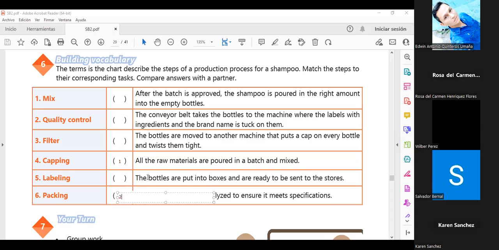Next one, who wants to do the next one? After the batch is a product, the shampoo is put in the right amount into the empty bottle. All right, good. And it says filter because it is a very precise action, right? To put the liquid into the bottle. That's what it says, filter, but it could be fill or fill finish. So it depends on each company, the name of that, but usually it's filter to put a liquid into a bottle. All right, number four.